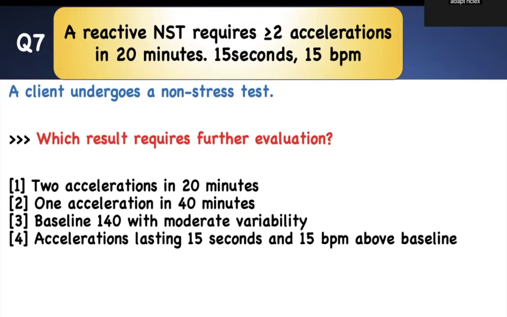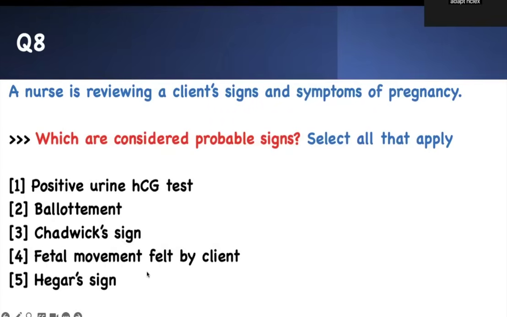Acceleration lasting 15 seconds and 15 beats per minute above baseline. You can tell based on the criteria I've given you, you need to select this. This is concept. Write it down. Go and learn them and master them and come back, watch this video, and you see you answer all of them right.